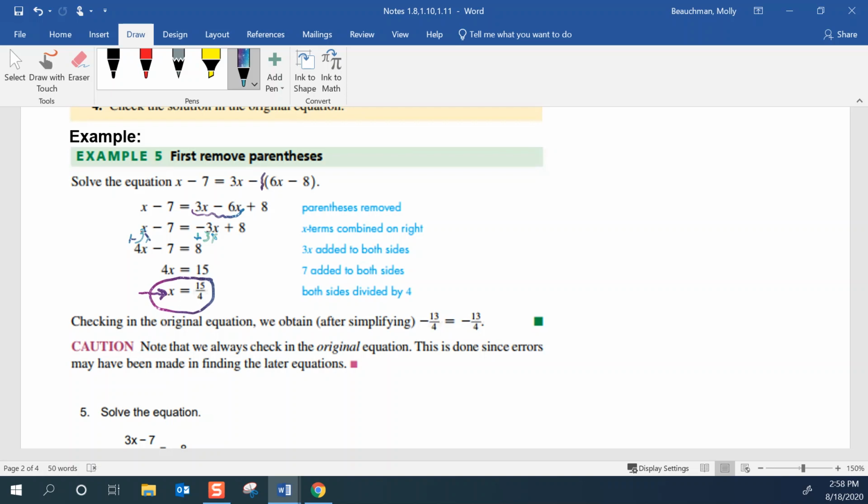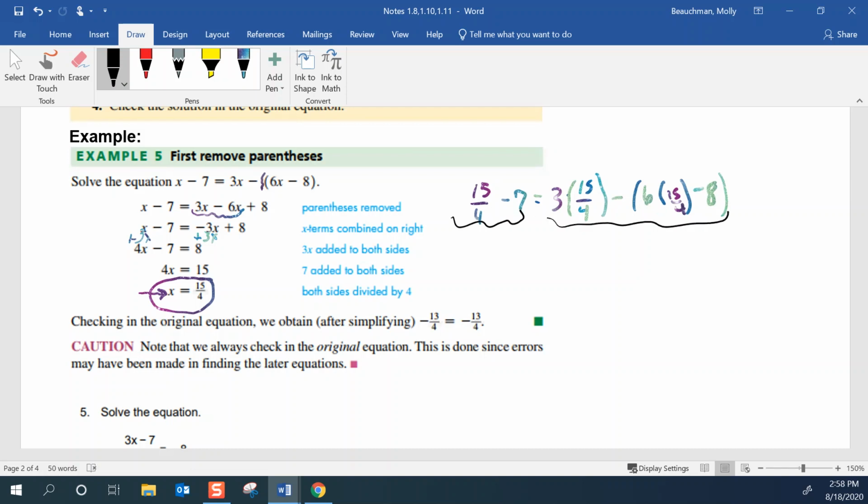So the last part, after you get an answer, is to check it in the original equation. That means go all the way back up to the top and substitute 15/4 for your x value. And then when you do the arithmetic here, you should end up with the left-hand side and the right-hand side being equal. So that's what we mean by check.